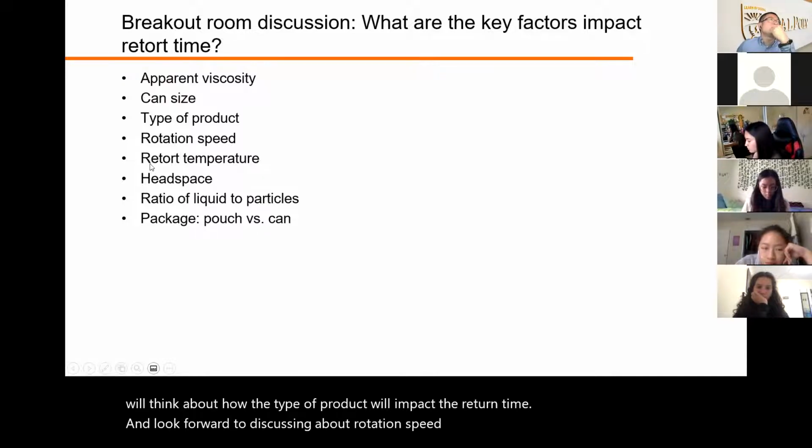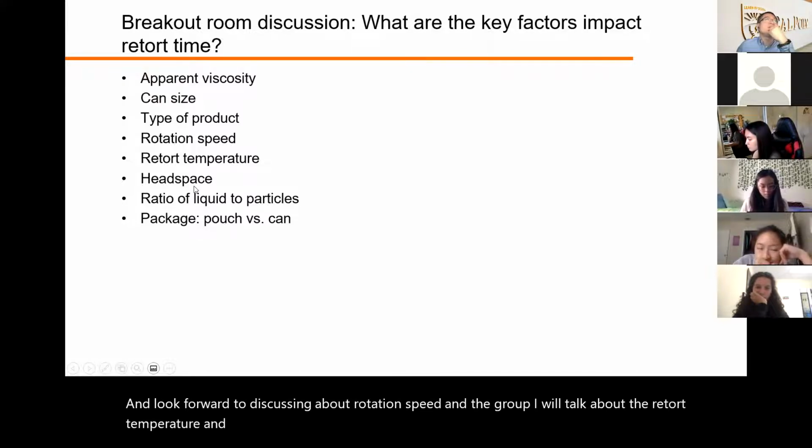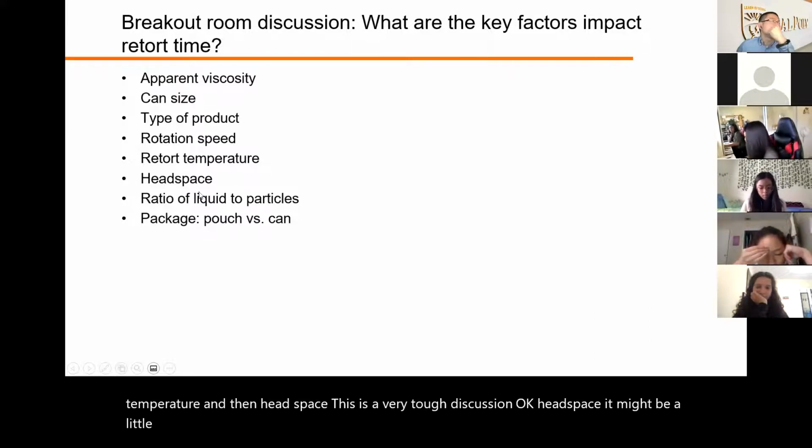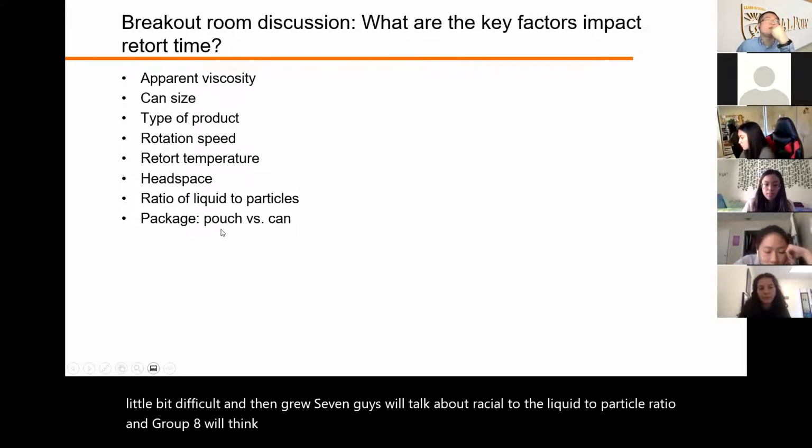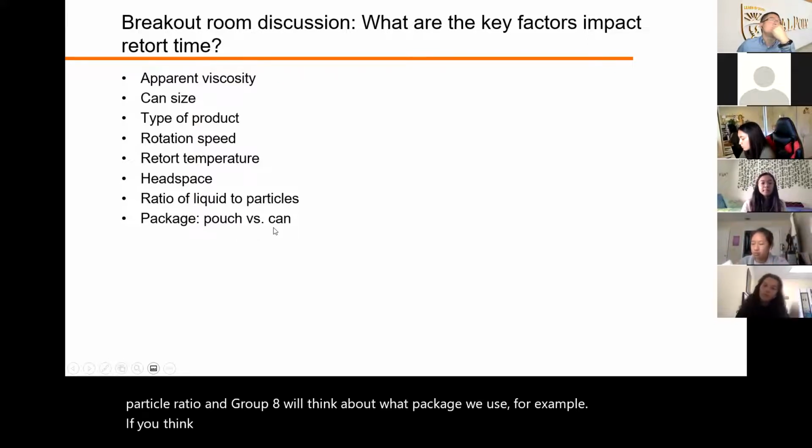And group 5 will talk about the retort temperature and then headspace. This is a very tough discussion, okay? Headspace, it might be a little bit difficult. And then group 7, you guys will talk about the liquid to particle ratio, okay? And group 8 will think about what package we use. For example, if we're using pouch processing or if we use can packaging, how will that impact the retort time?